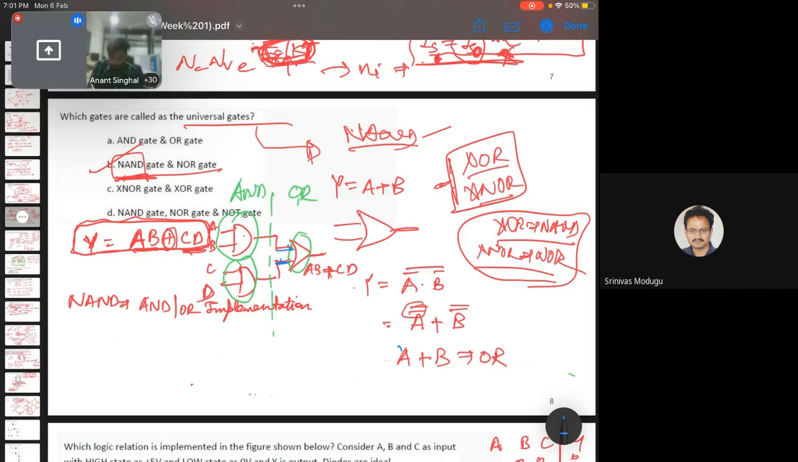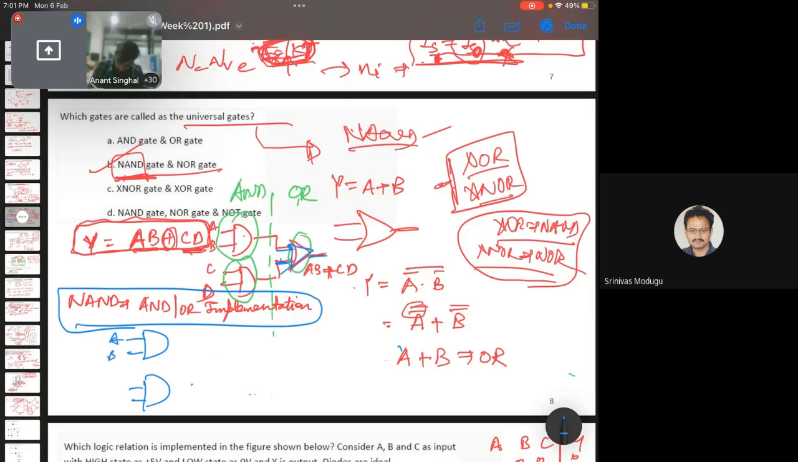It is not as easy to do the same using a NOR gate, but we can use NAND gates to make this circuit quite easily. So NAND and AND-OR implementation are friends to each other. So how is it possible? There is a shortcut: AB.